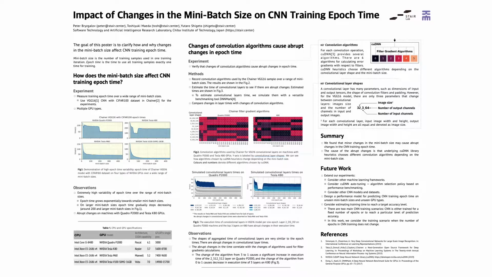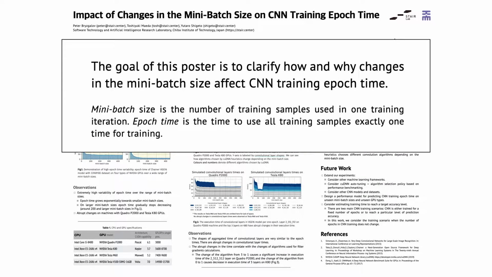Unfortunately, however, we found that CNN training time can change extremely depending on the GPU type and training parameters. In this poster, we focus on one training parameter that has a particularly high impact on training time, the mini-batch size, to clarify how and why changes in the mini-batch size affect CNN training epoch time.